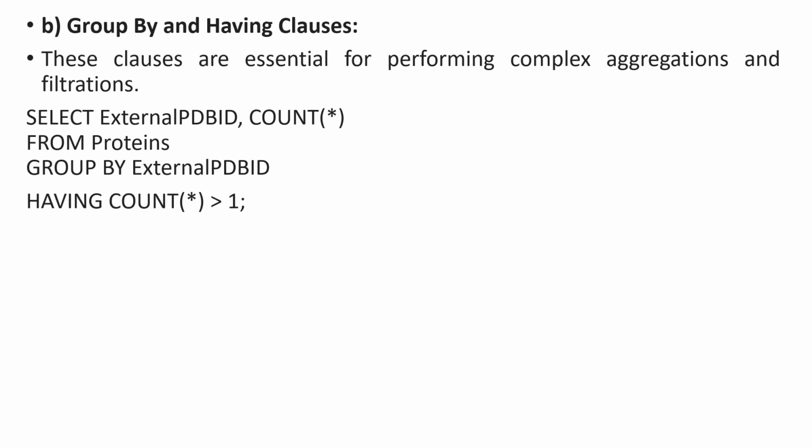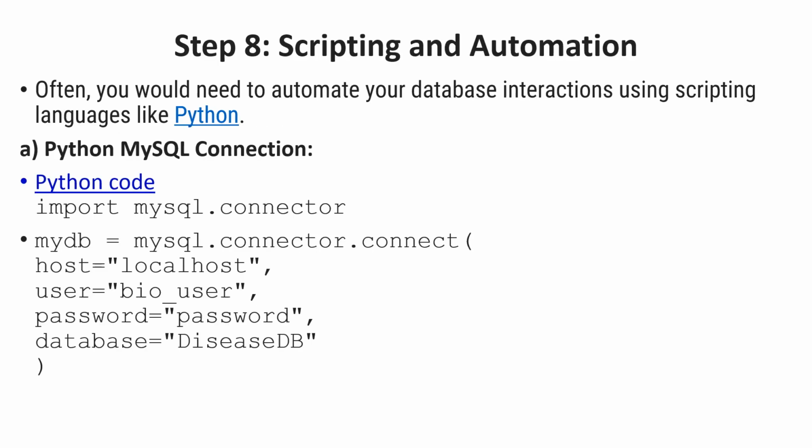We can also use GROUP BY and HAVING clauses. These clauses are essential for performing complex aggregations and filtrations. We can see this command: SELECT external_pdbid, COUNT(*) FROM proteins GROUP BY external_pdbid HAVING COUNT(*) > 1. That is a way of using GROUP BY and HAVING clauses.